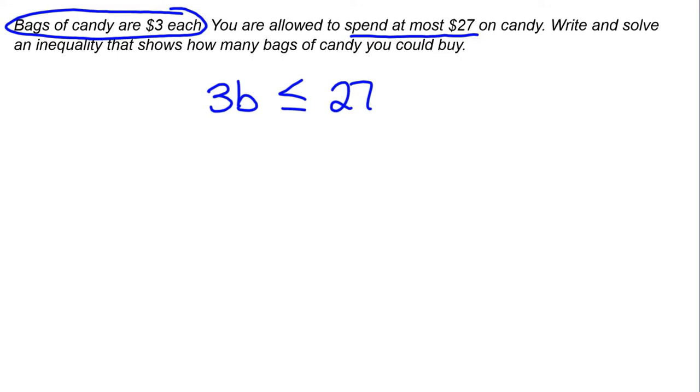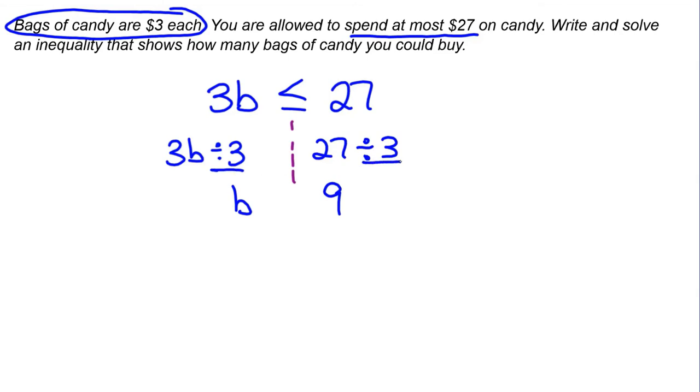Now I'm just going to solve this. And this is multiplication, so I'm going to use division to solve this. 3b divided by 3 and 27 divided by 3. Divide both sides by 3. This is b, and 27 divided by 3 is 9. And since these are all positive numbers here, I'm not going to be doing any flipping. So b is less than or equal to 9.